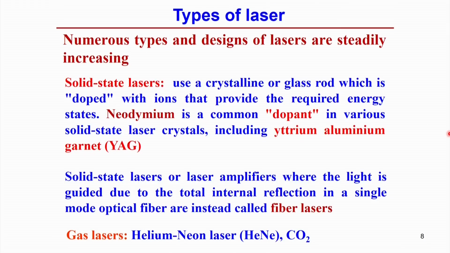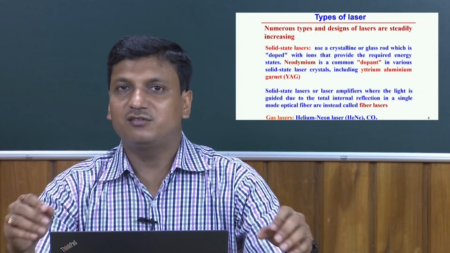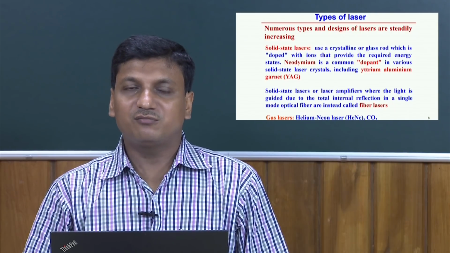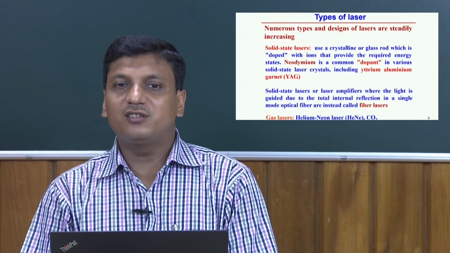So, in the solid state laser, normally we use a dopant material doped with ions, and it helps to provide the required energy states, and that ray can be produced using yttrium aluminum garnet. Solid state lasers are basically laser amplifiers where the light is guided due to total internal reflection. When the reflections happen within one single optical fiber, that is basically called the fiber laser.